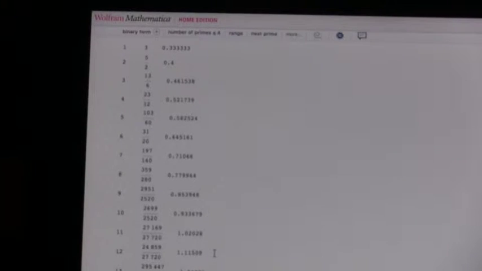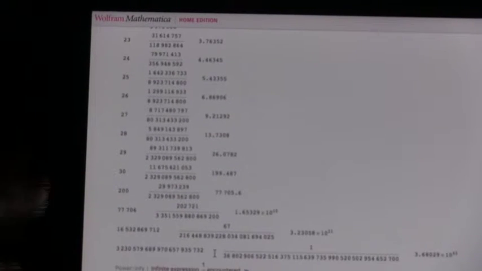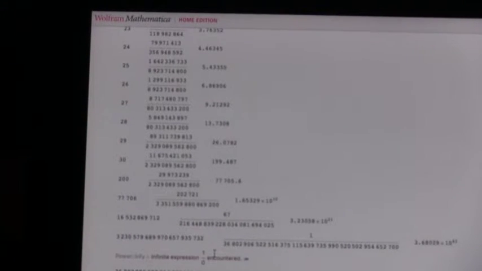What is 4? So it's 1 plus a half plus a third plus a fourth plus a fifth, all the way up to a 30th. A 30th is where it starts jumping. Plus a 200th, plus 1 over 77,706, plus 1 over 16,532,869,712, okay, plus what is that?